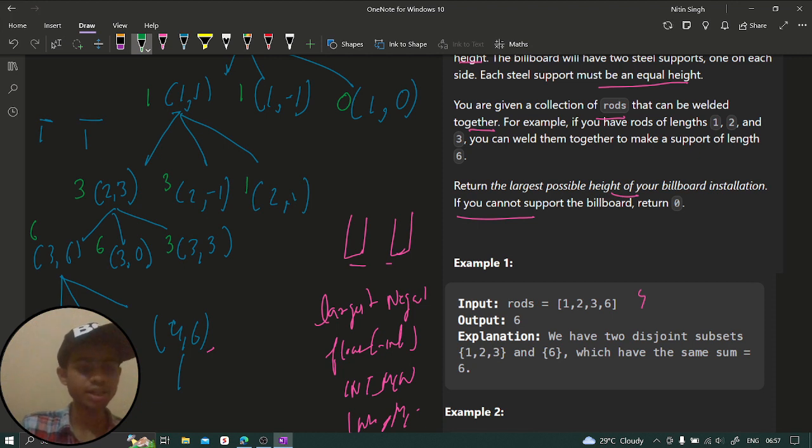Now here we have taken a 6, right? So 6 plus 6 is 12, here only 6, right? So you can see where we are getting a 0, we are going to return 12. So we are going to say the total length is 12, right?